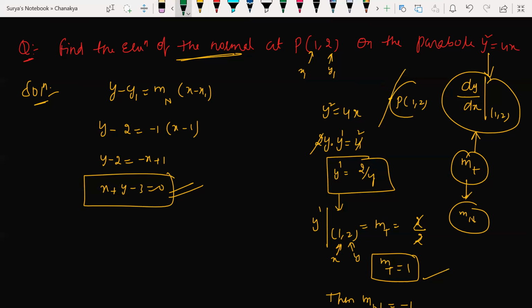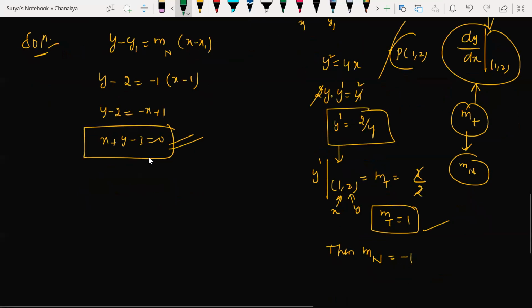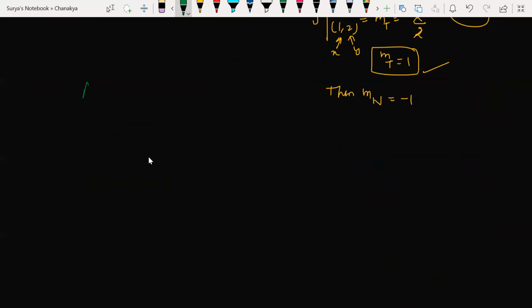Look, for finding slope of the tangent, what do you need to do? Beta, I have a point here. Let's say I have given a point -1, 3, and I have given a curve called x square is equal to 4y, something. Then I'm asking you to find out slope of the tangent, I mean equation of the tangent at this point.